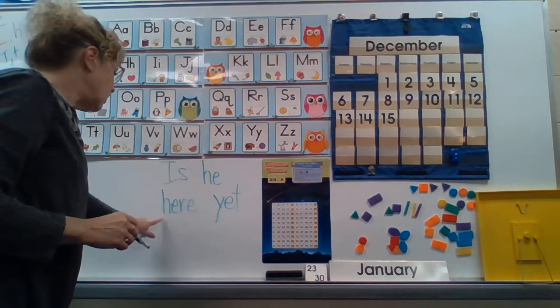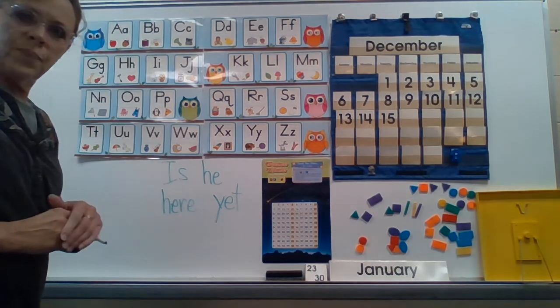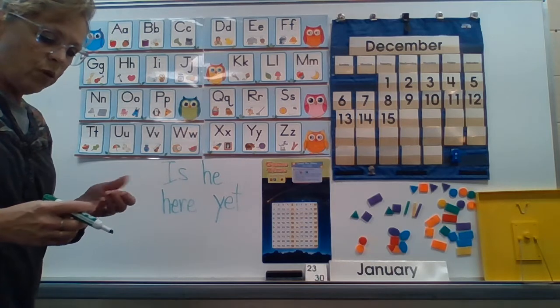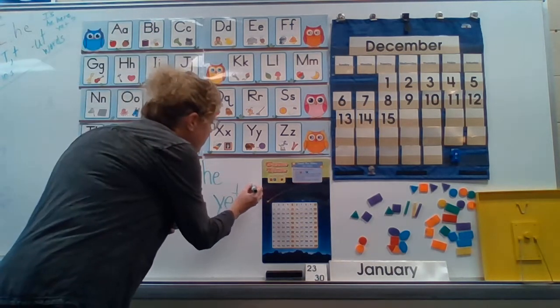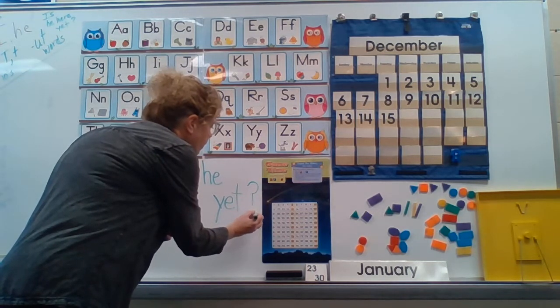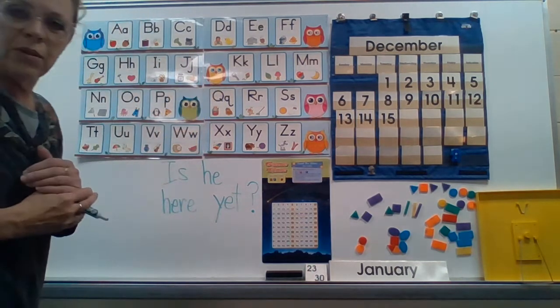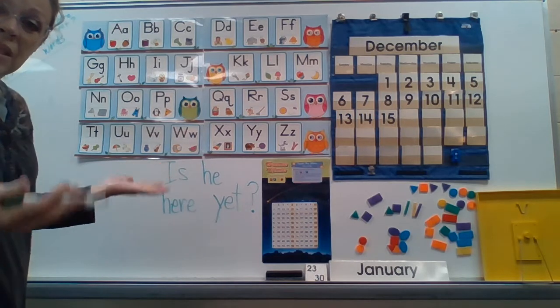Is he here yet? Oh, what kind of a mark are you going to put on your board? Go ahead and put it, because I know you know it's a round down dot. A question mark, because we ask a question. Is he here yet?